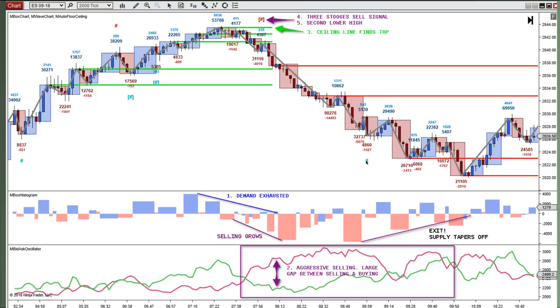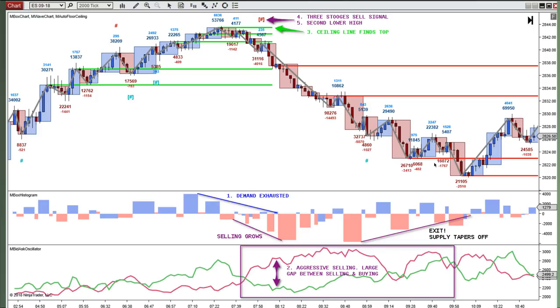Price falls down. Here we've got this buy signal, but again, we don't see demand here. We still see aggressive selling. We don't see demand, so this does not fulfill the points of confirmation, so it's not something we would be looking at.